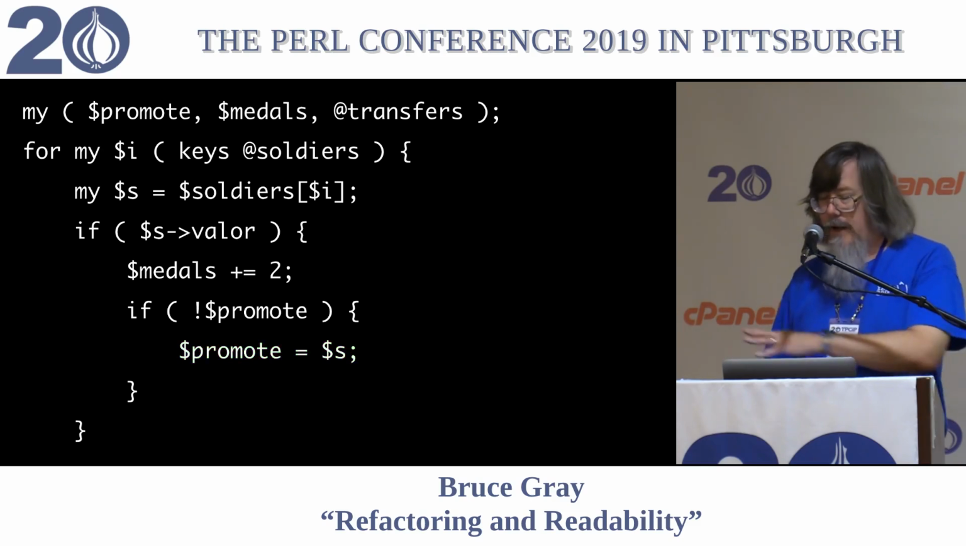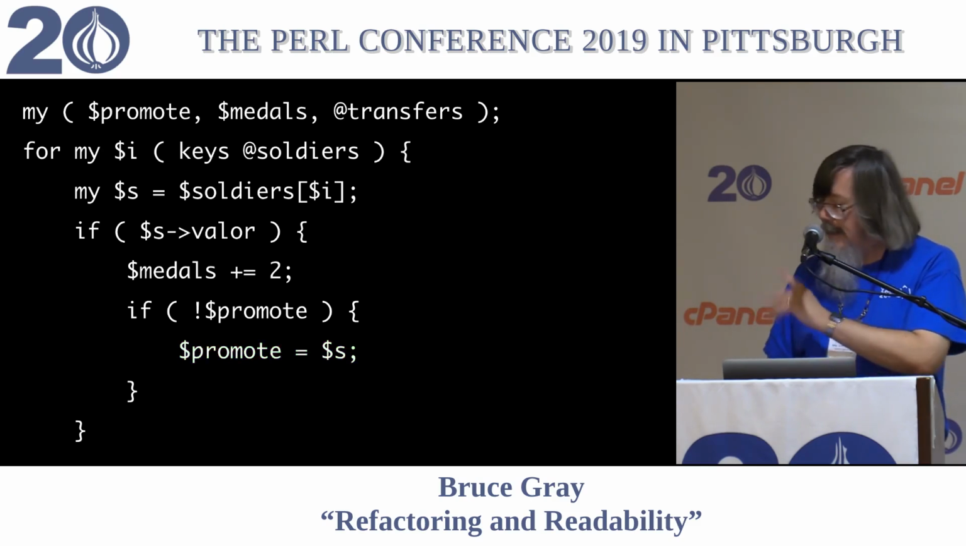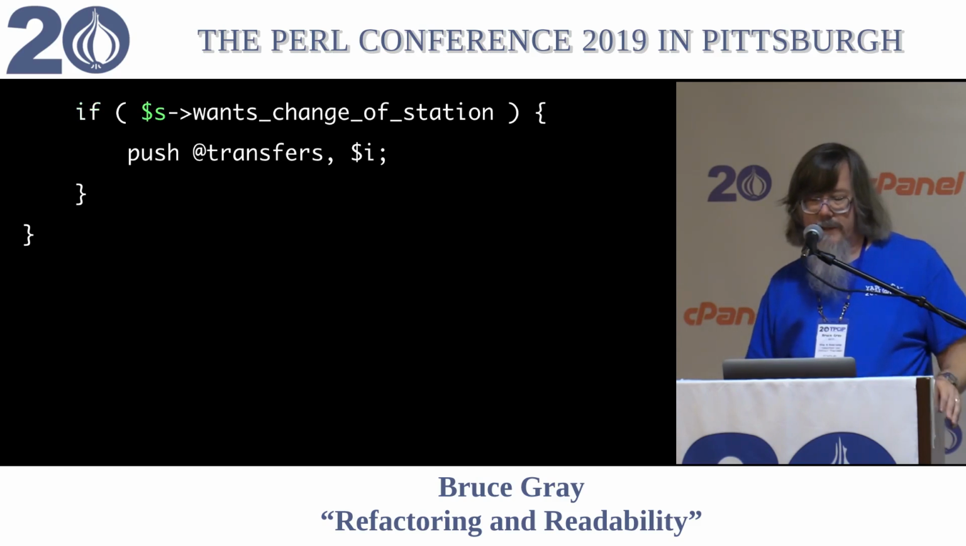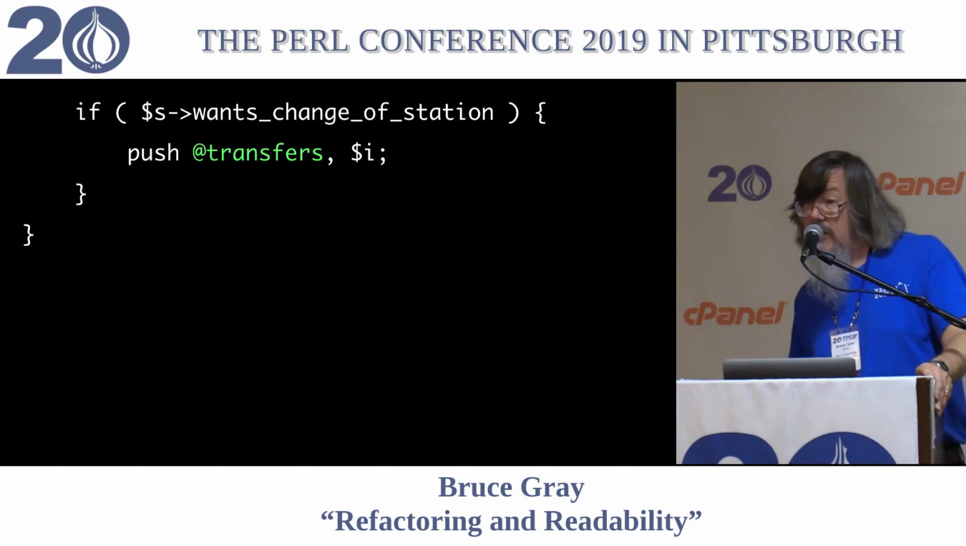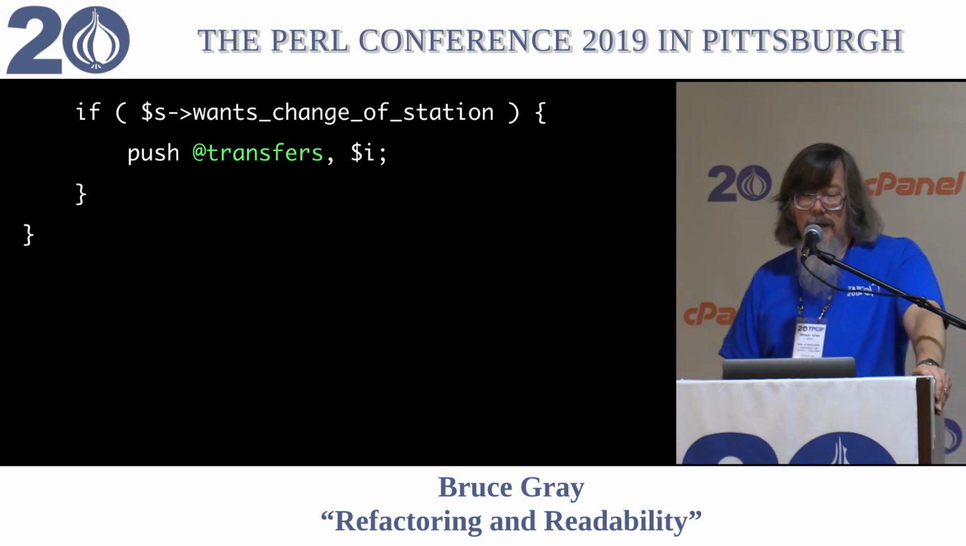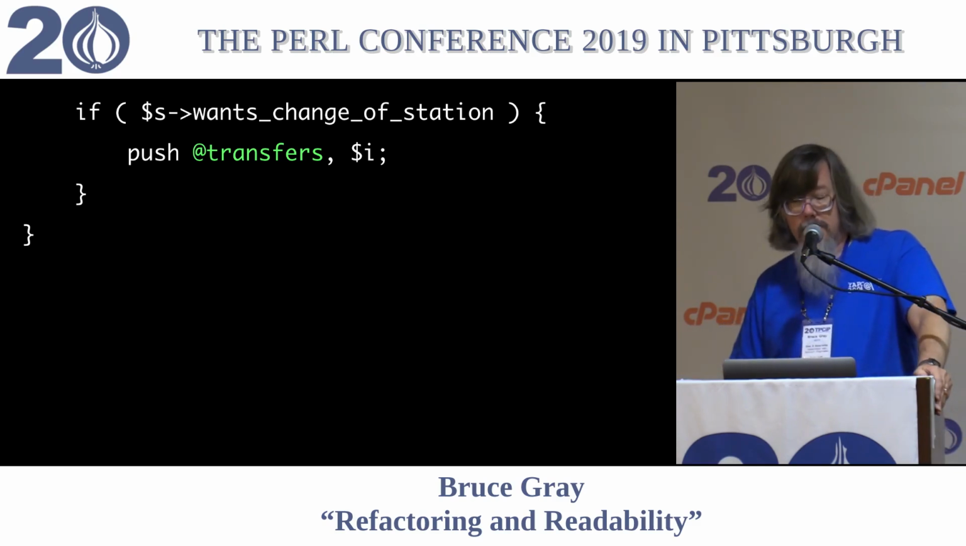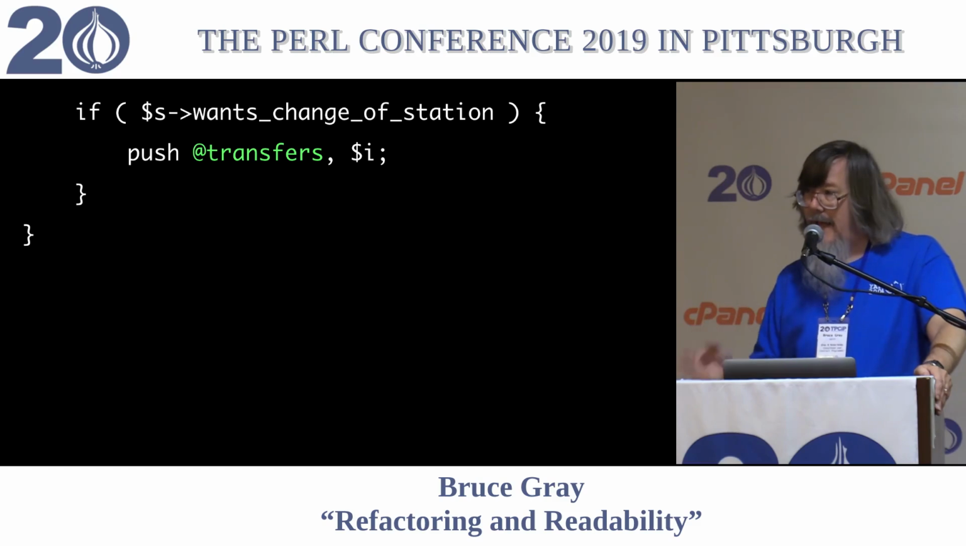Okay, moving to the final block. I had to spill to the next slide. If the soldier wants a change of station, then add the index of the soldier to the list of transfers. I don't know why they want the index instead of the soldier itself. I've not read that far ahead in the code. So until we know, we must keep identical behavior.